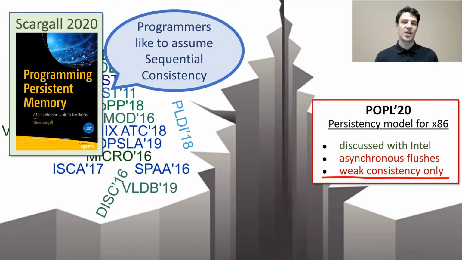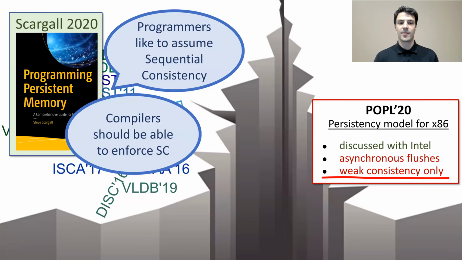The gap in understanding is actually wider. The POPL 20 model works with weak consistency only, whereas programmers commonly like to work with a stronger consistency model, sequential consistency. And that is even though hardware is usually weakly consistent. It is made possible by compilers and compilation schemes that can instrument programs and insert memory fences in the right places, and in this way enforce sequential consistency.